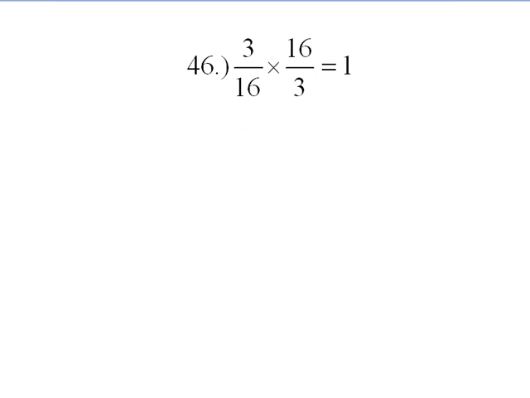Let's take a look at this one. 3/16 times 16 over 3 equals 1. What did we say this was? It's the opposite of this, so it's the reciprocal, isn't it? And this property is the multiplicative inverse property.